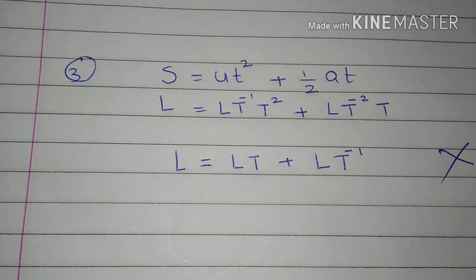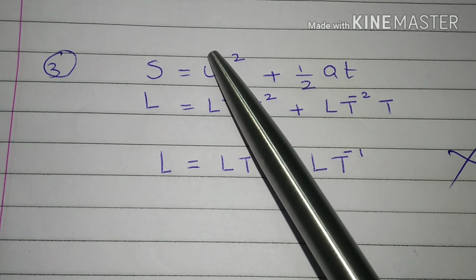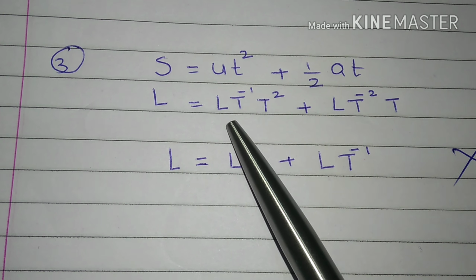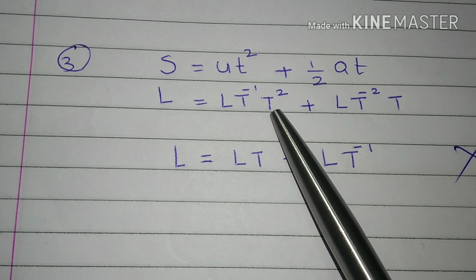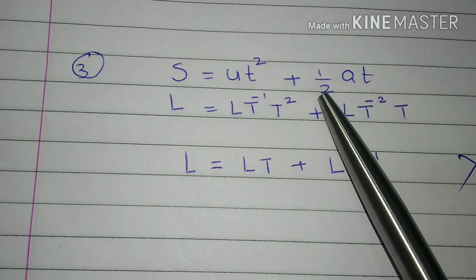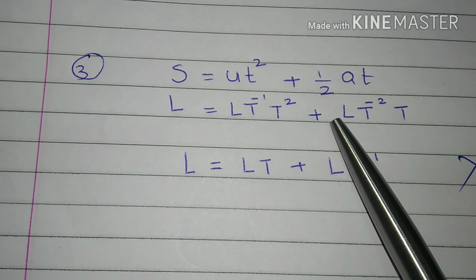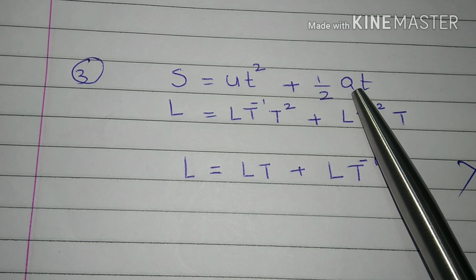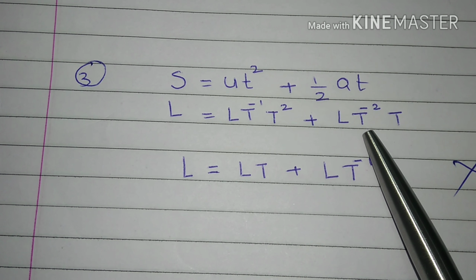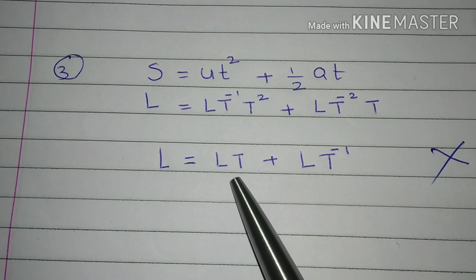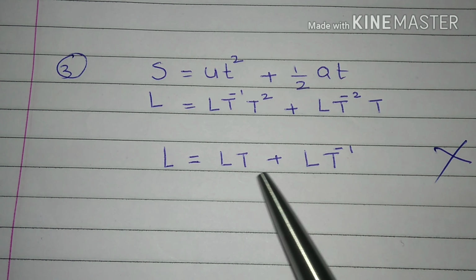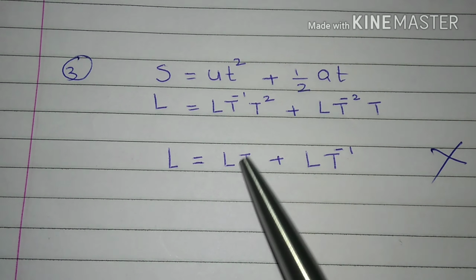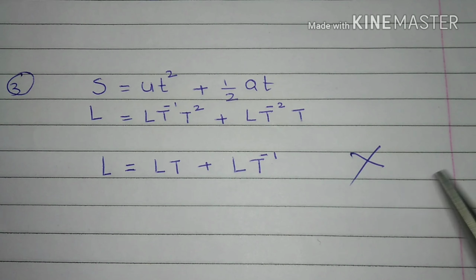Now we will see other equation. This is s is equal to ut^2 plus half at. S is displacement, so length. U velocity LT^-1, t^2, plus of this constant I am not writing. It is not required. We have to write dimension only for the quantities, acceleration and time. Acceleration LT^-2, time T. So what you are getting? This is L into T. This is L into T^-1. So this dimensionally not correct. So this equation is wrong. You understood, no?